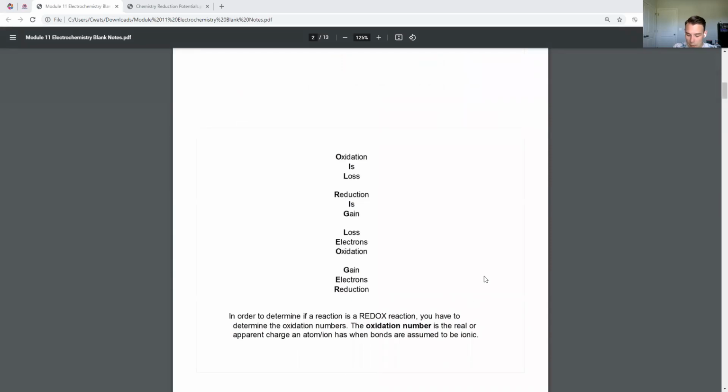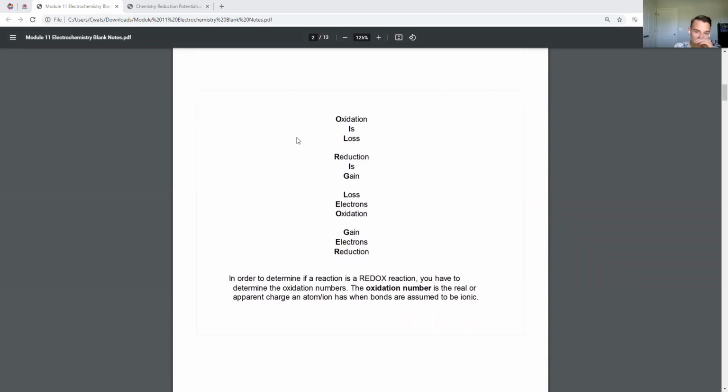To help us remember what electrons do here, oxidation is loss, reduction is gain. That's OIL RIG. Remember, we did talk about this before. So you have OIL RIG, or you have LEO the lion says GER: loss of electrons is oxidation, gain of electrons is reduction. If you don't remember us doing this previously, we did that in the chemical reactions module, which I think was 5. I'm not sure, 5 or 6.